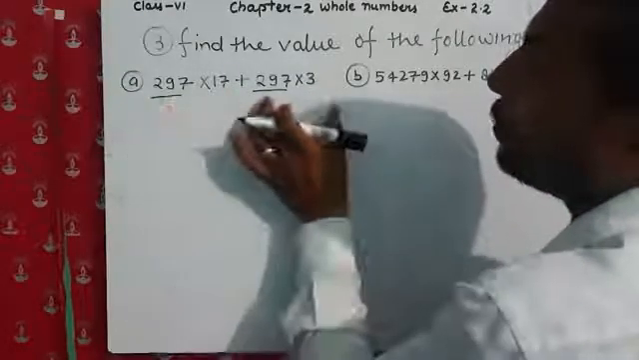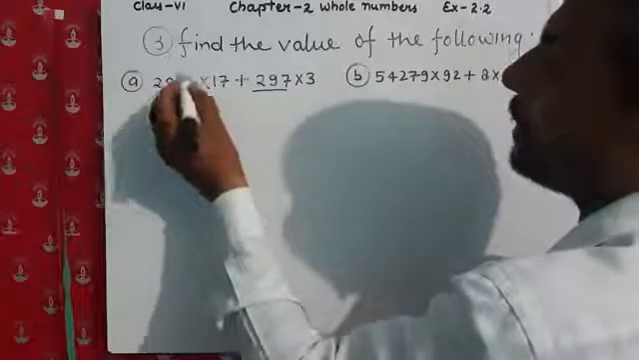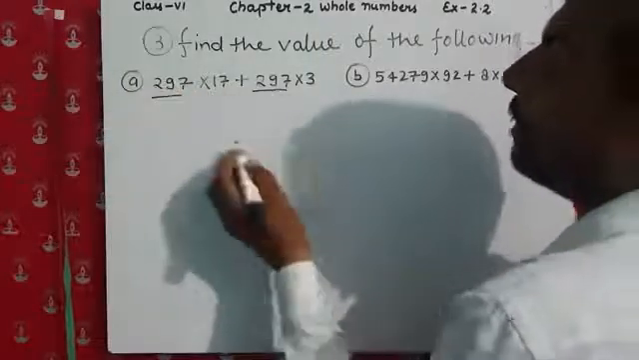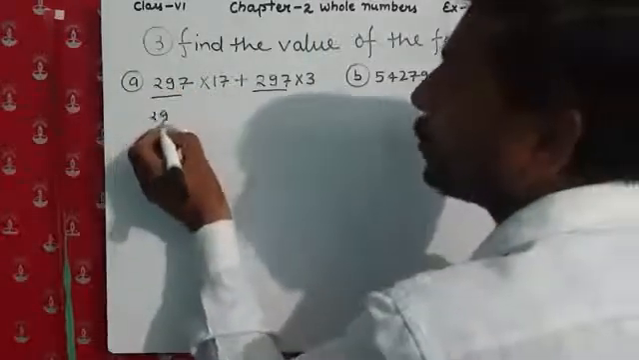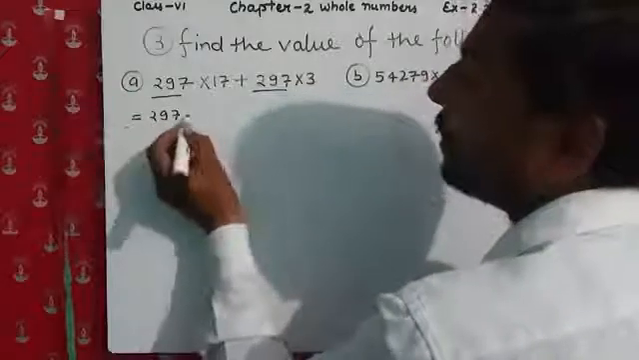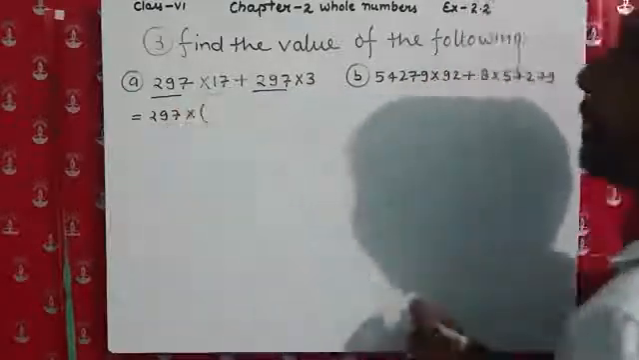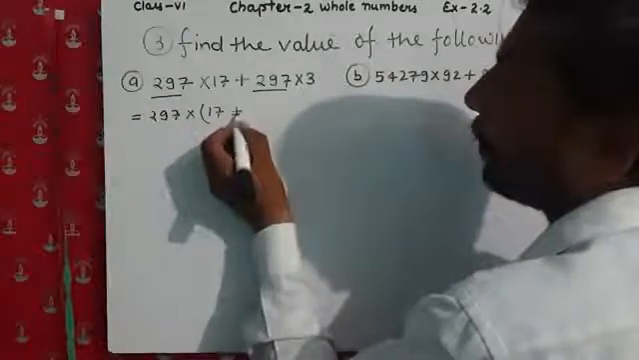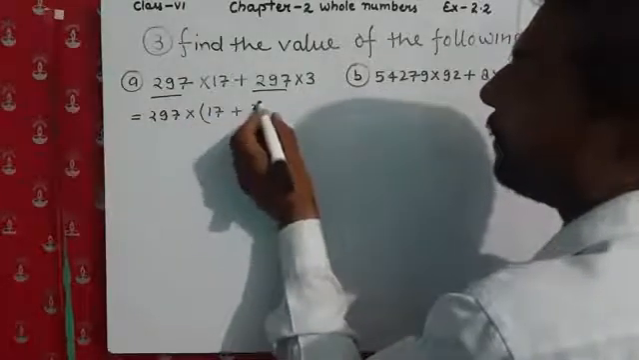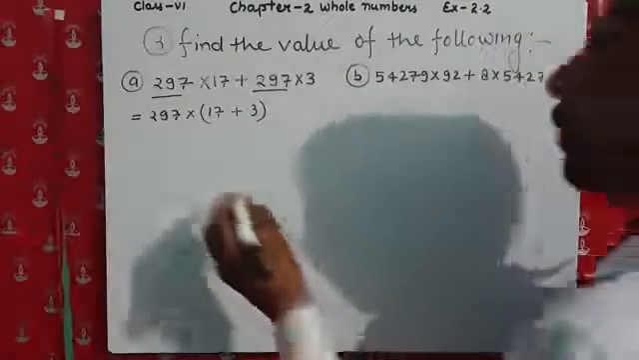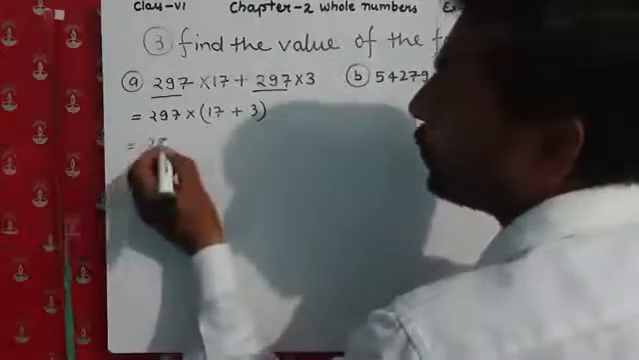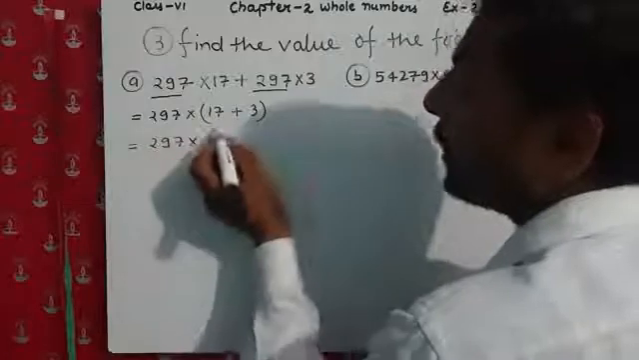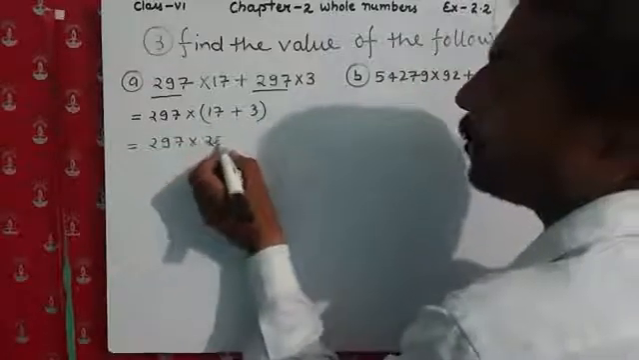So here in both the terms we are watching that this 297 is common. So we have to take this 297 as common. After taking common in bracket, what will be over there? It becomes 17 and the sign of plus, then here it will be 3. Now what we have to do? 297, then it is multiplied by 17 plus 3, which becomes 20.